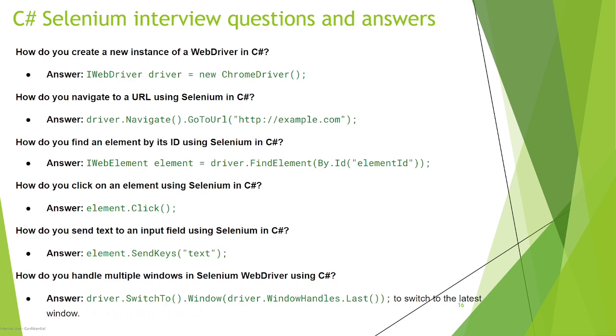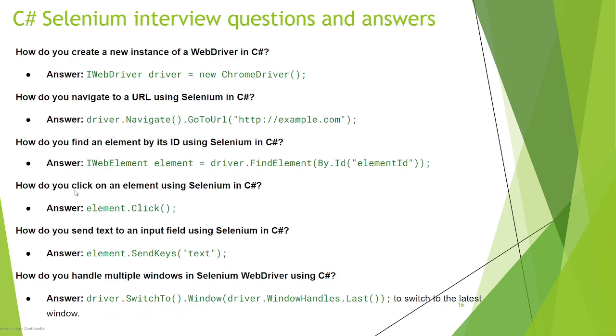Next question: how do you navigate to a URL using Selenium in C Sharp? The answer is driver.Navigate().GoToUrl, then the name of the website. How do you find an element by its ID using C Sharp Selenium? It should be IWebElement element = driver.FindElement(By.Id), then the element ID. So here the only difference is you put a prefix of I. The difference is only in the language binding compared to Java.